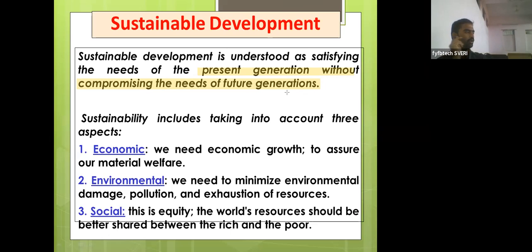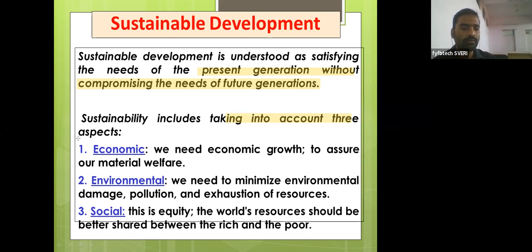It means whatever you want to enjoy or to lead the life, we should satisfy. So this sustainable development is understood by satisfying the needs of the present generation. अभी जो present generation है ना, उनको क्या क्या चाहिए? So we should provide all the things which are required, without compromising the needs of the future generation. Sustainability includes taking into account the following aspects. In order to do sustainable development, the following 3 parameters are going to be considered.